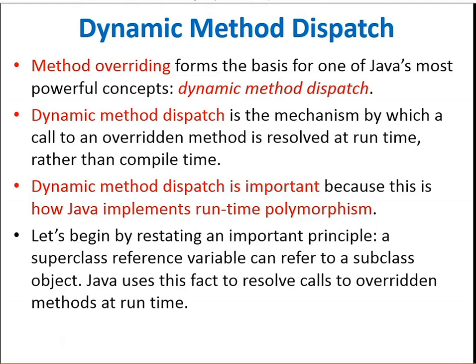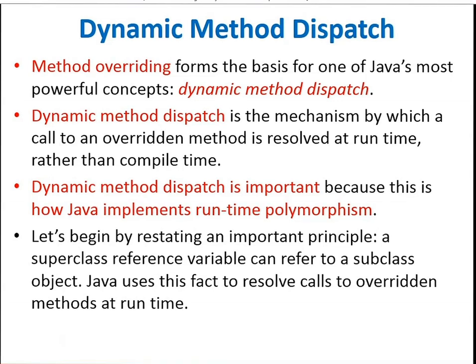Dynamic method dispatch is important because this is how Java implements runtime polymorphism. We know runtime polymorphism in C++, but what exactly is it in Java? Let us begin by restating an important principle: a superclass reference variable can refer to a subclass object. Java uses this fact to resolve calls to overridden methods at runtime.